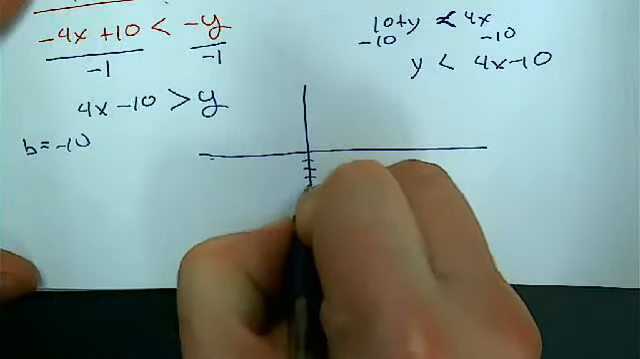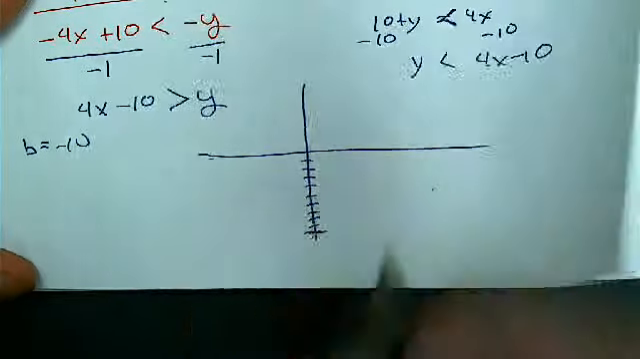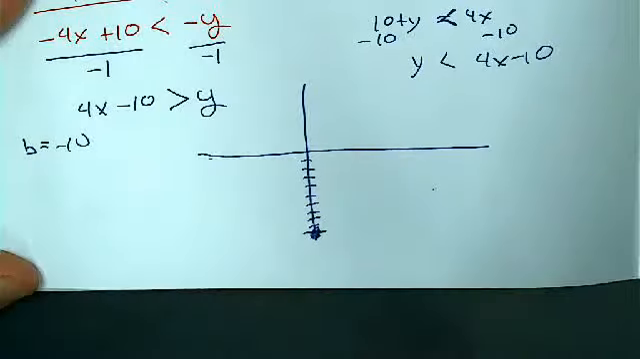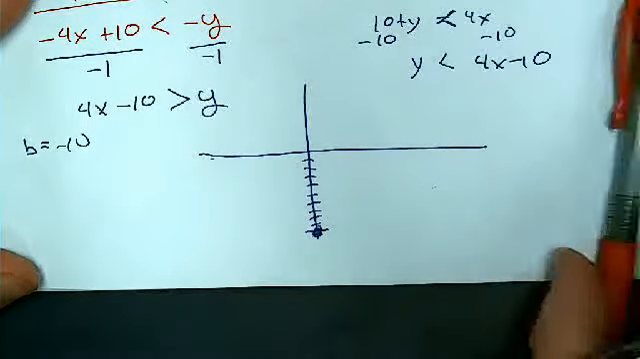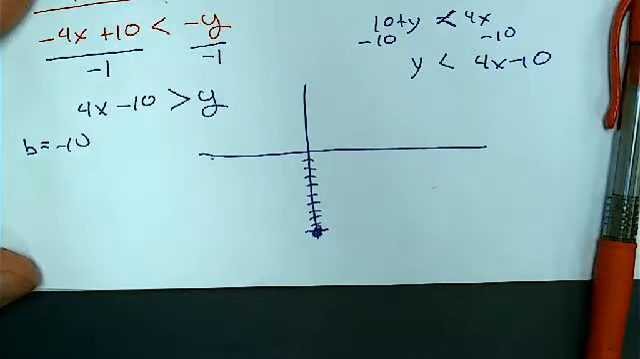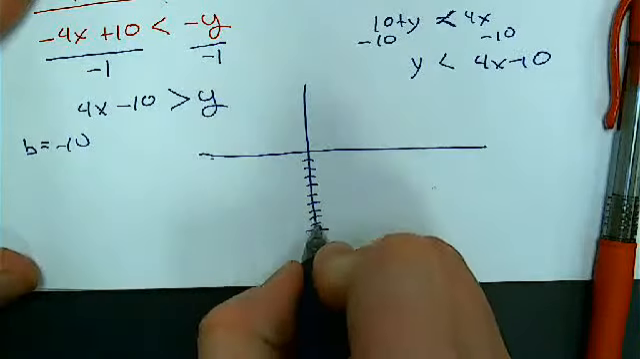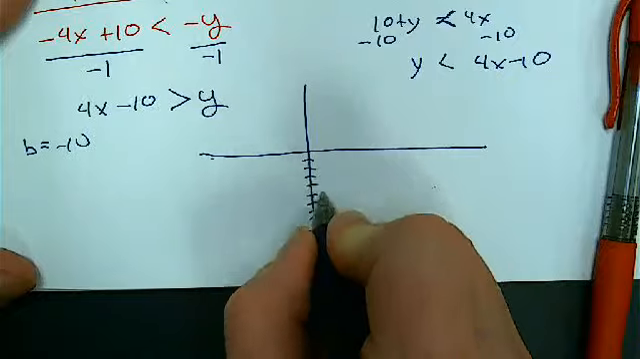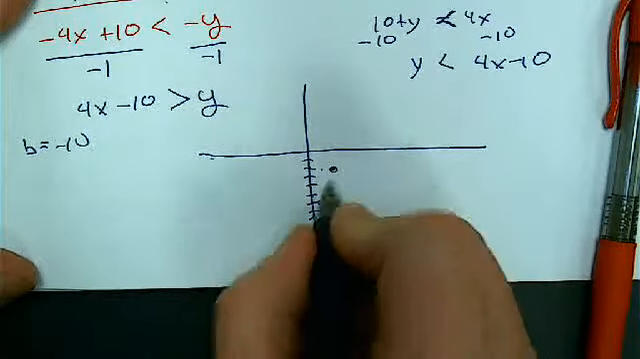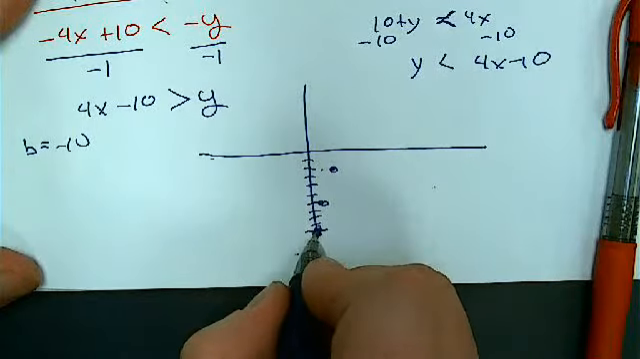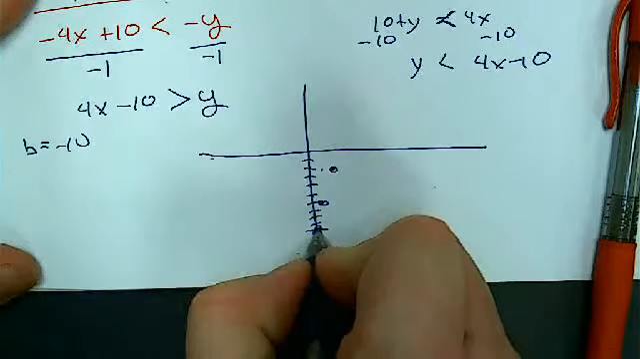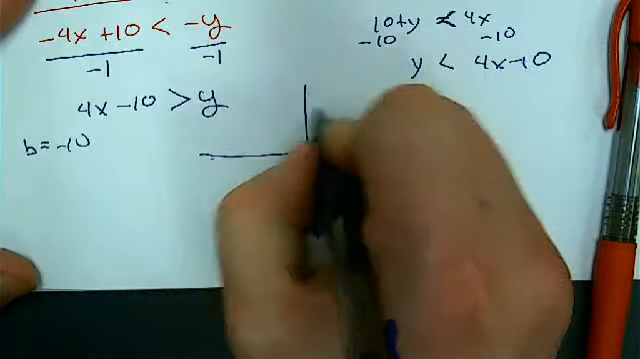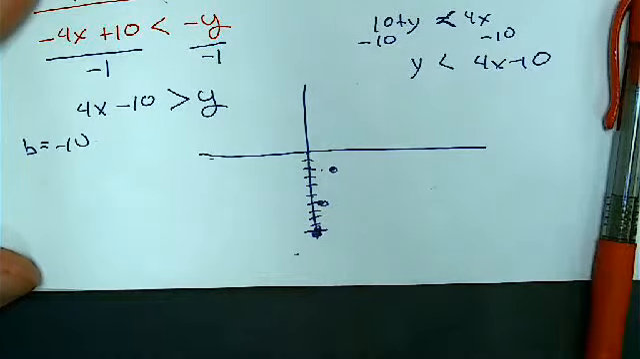1, 2, 3, 4, 5, 6, 7, 8, 9, 10. And make my dot. And then my slope is 4, right? 1, 2, 3, 4 over 1. 1, 2, 3, 4 over 1 more. Remember, I'm always counting from my intercept. I had a few students yesterday that had the intercept marked, and then from the origin, they marked off the slope. And you won't get a line doing that.